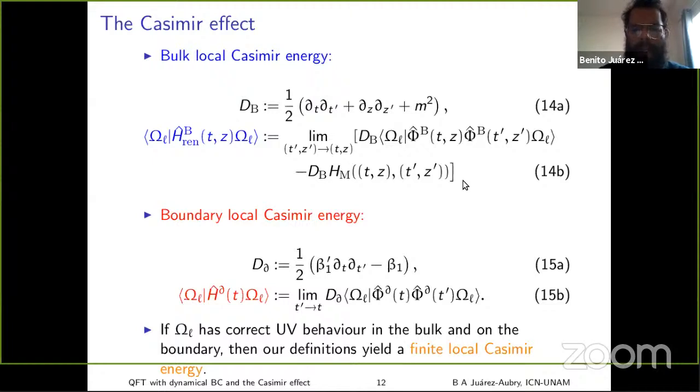Now for the boundary local Casimir energy, here we have to understand a little bit more the meaning of these parameters. So as I said, this beta 1 prime looks like a propagation speed of the boundary observable, and the minus beta 1 looks like a mass term. So the natural energy associated to the boundary observable is obtained by applying this operator 15a. And in this case, if everything goes correctly, we should have, under this renormalization prescription, a finite Casimir energy on the bulk, and the boundary should not require renormalization because this is not field theory. You don't have space dimensions. The spatial component is just a point. So you wouldn't expect any divergences, and if everything goes correctly, this is what will happen. And I anticipate that this is what will happen.